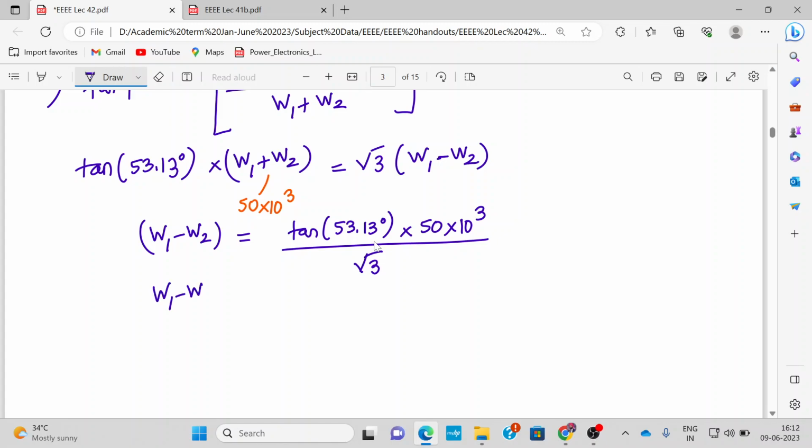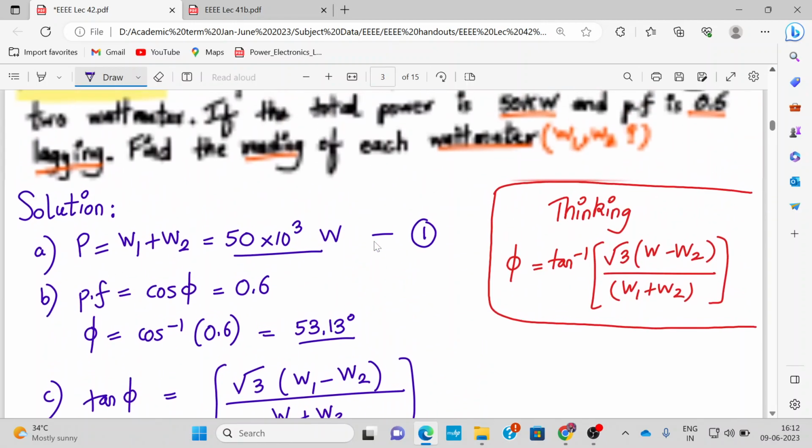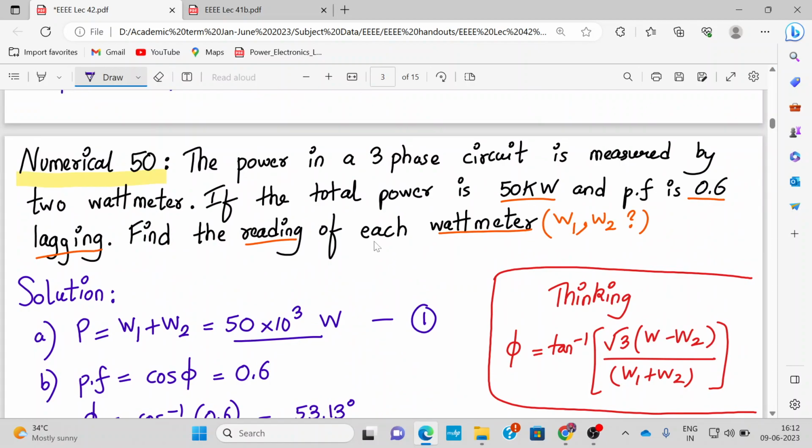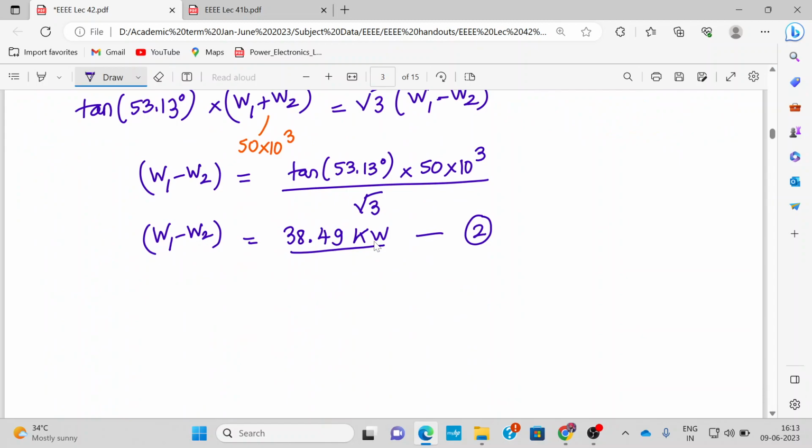So W1 minus W2, if you calculate in your calculators, it will be 38.49 kilowatts. Alright, we can call this equation number 2. But individually what originally needs to be found out? We have to find the reading of each wattmeter. That means we have to find out W1 and W2, not W1 plus W2 or W1 minus W2. So from equation number 1 we got W1 plus W2. From equation number 2 we got W1 minus W2.